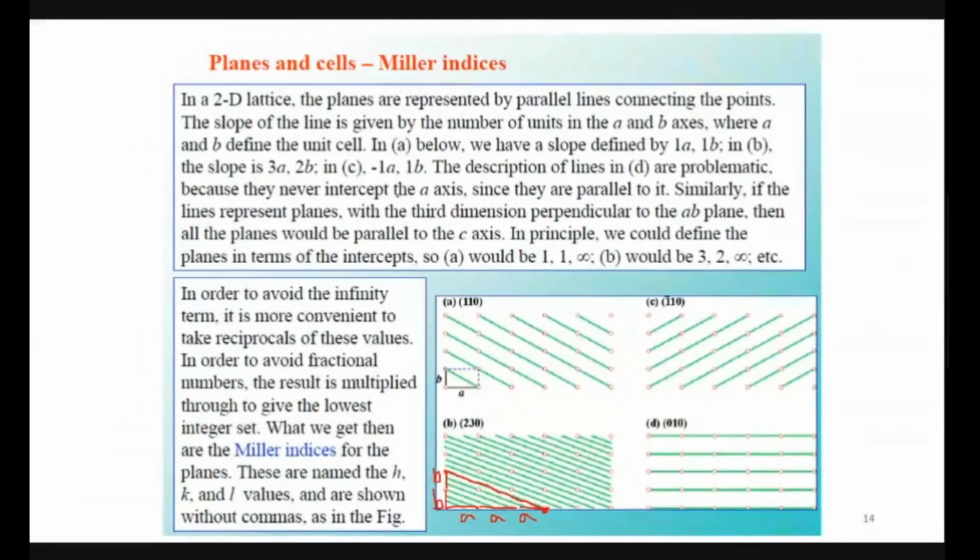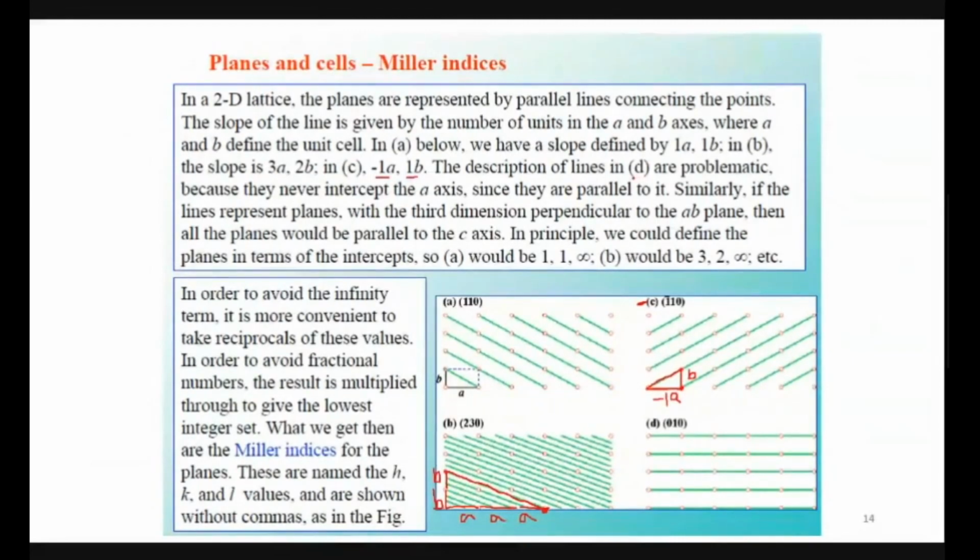Then in the case of C, it is minus 1A and 1B. Now why is it a minus sign? Instead of starting from here or here, let us start over here. This is the repeating pattern. So this is A and this is B. But the distance is measured from this to this, so it is in the negative direction. That's why minus 1A and 1B.